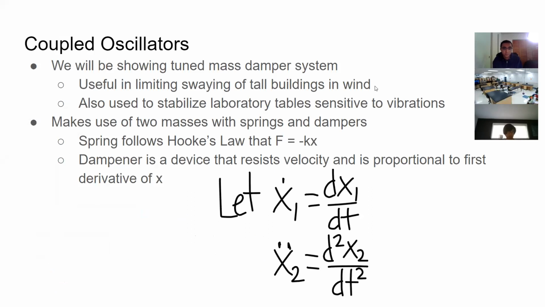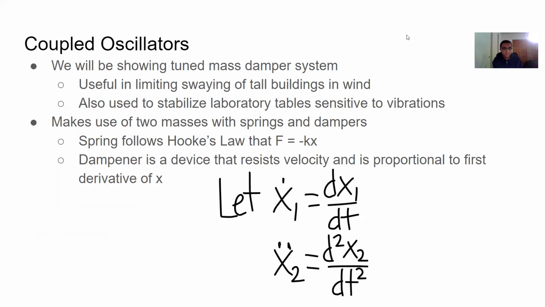Next, we'll discuss the coupled oscillators. A key example of a coupled oscillator is the tuned mass damper system. Where do we see tuned mass damper systems in the real world? Well, we see them when we're trying to limit the swaying of tall buildings in the wind. The wind comes along, the skyscraper is swaying, and the building shakes.